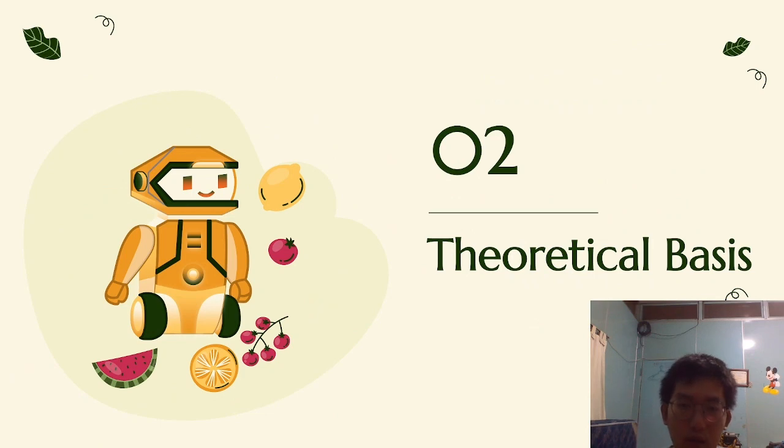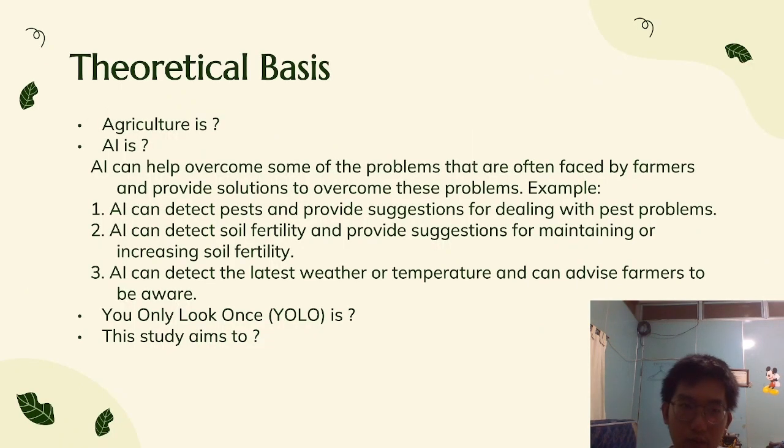Now, let's talk about the theoretical basis. First off, what is agriculture? Agriculture is an important sector in providing food and fulfilling human needs. However, challenges in conventional farming, such as limitation of land, climate change, and increasing populations, have driven the development of methods for more effective and efficient agriculture.